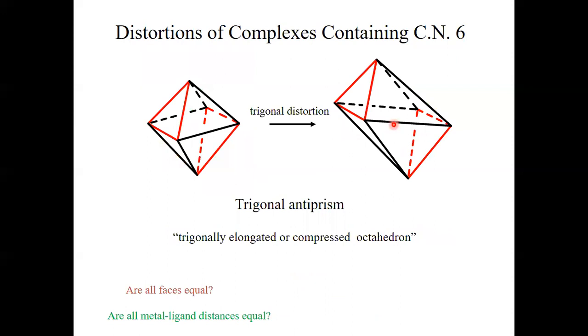Okay, so there's another way to distort an octahedron, and that's the so-called trigonal distortion. So in this case, you do not elongate or compress along two opposite corners, but you actually elongate or compress along two opposite faces. Okay, and the resulting polyhedron is then a so-called trigonal antiprism. It's called antiprism because the two opposite faces here in red are twisted relative to each other by 60 degrees.